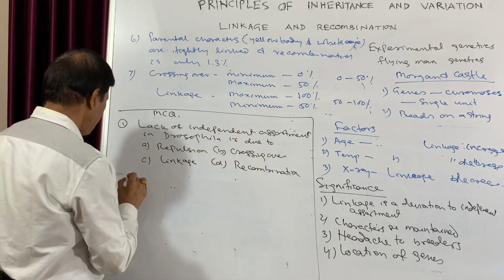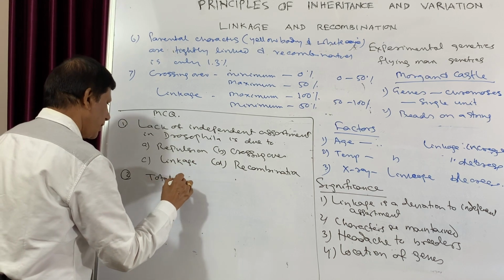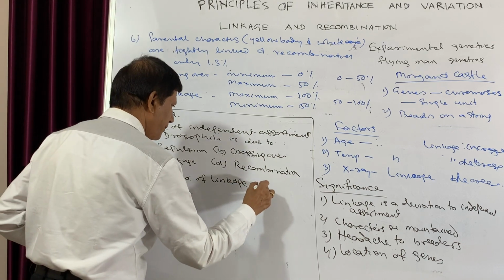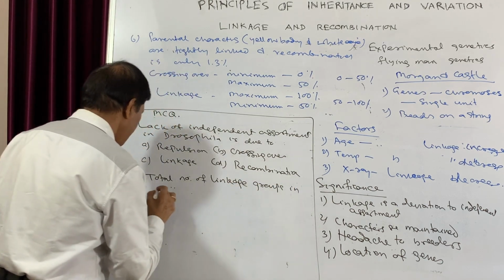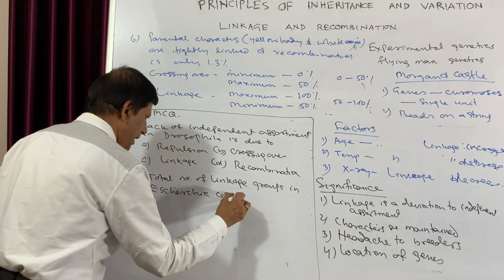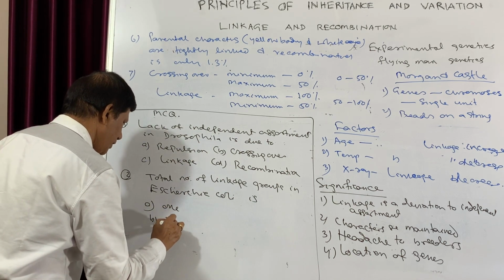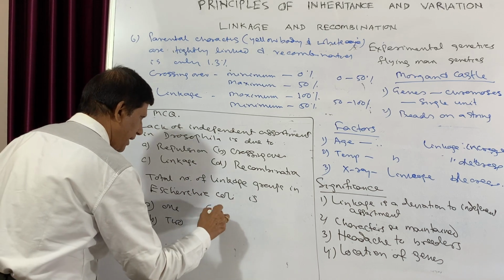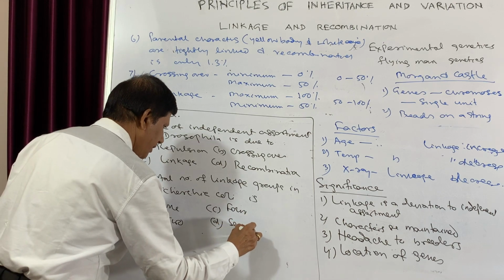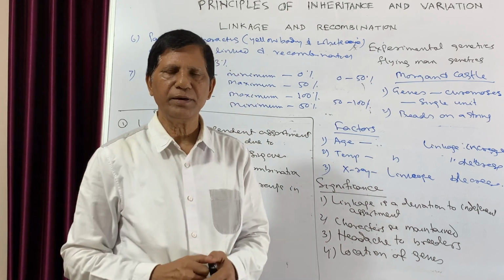This is one question. Let us discuss the second question. The total number of linkage groups in Escherichia coli is one choice 1, second choice 2, then the third choice 4, and the fourth choice 7. This is a very good question. You will be able to answer these questions if you think a little bit.